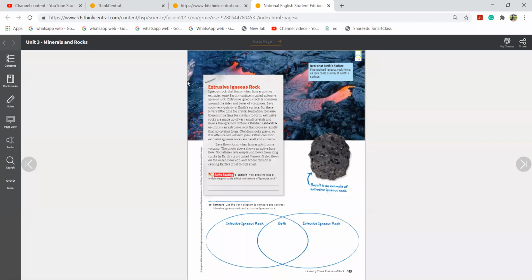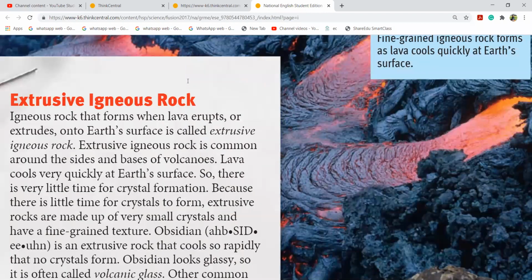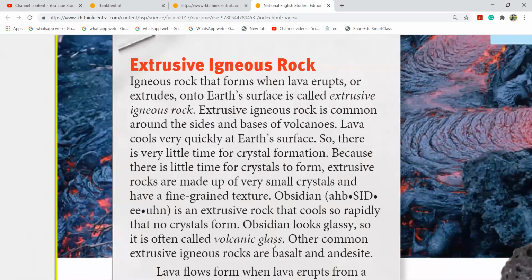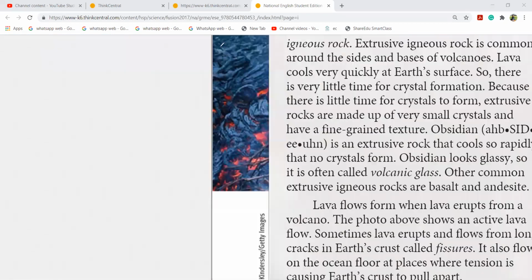Yes. We have extrusive. What is the difference between extrusive and intrusive? Let me write it here. What is the difference between extrusive and intrusive? This is intrusive, and here it is extrusive.